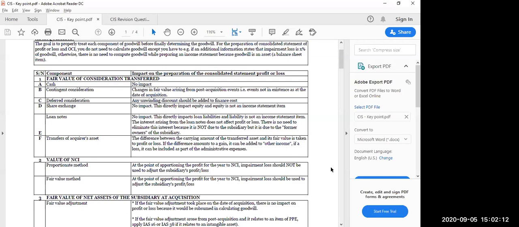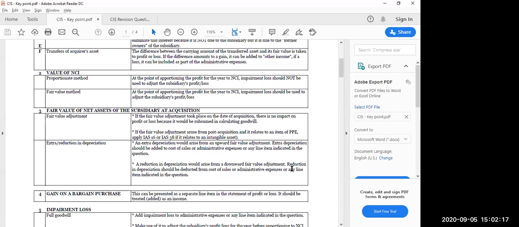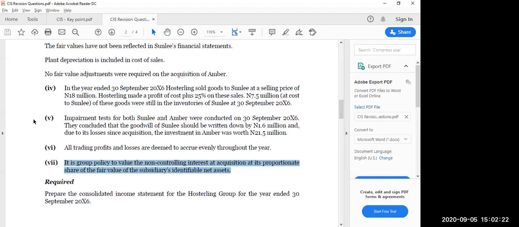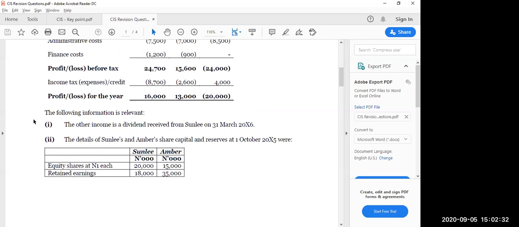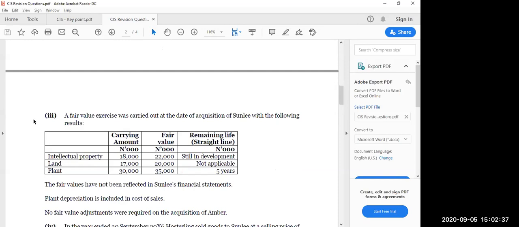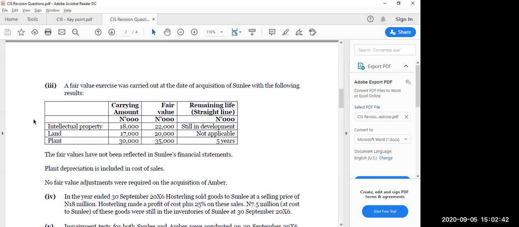The third ingredient for calculating goodwill is the fair value of the net asset of the subsidiary. So we look through the question again. Where have they talked about the fair value of the net asset of the subsidiary? I check additional information 1, it's not there. I check additional information 2, it's not there. Okay, thank God. Additional information 3 has it.